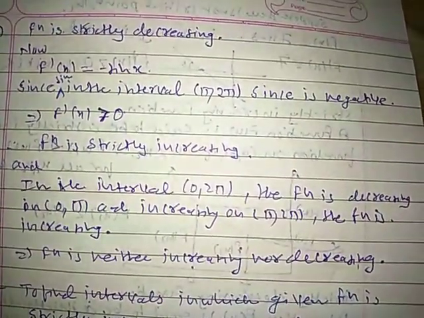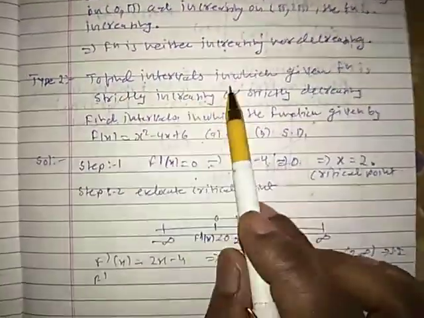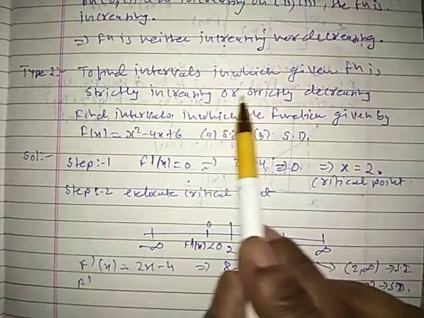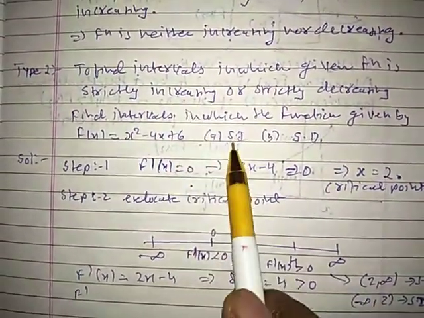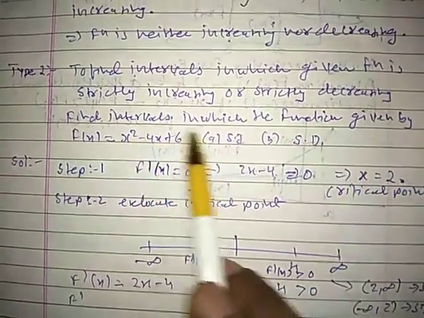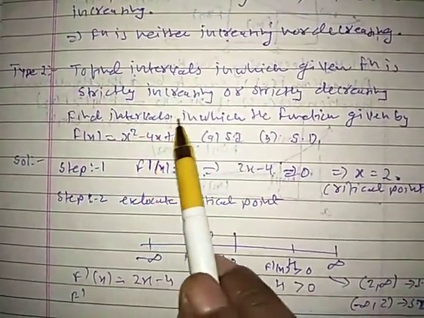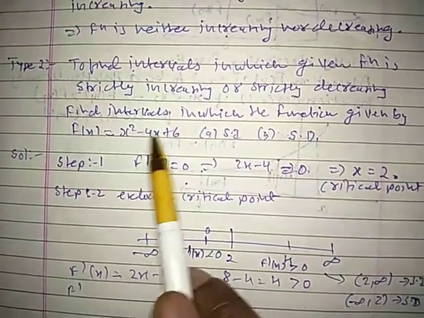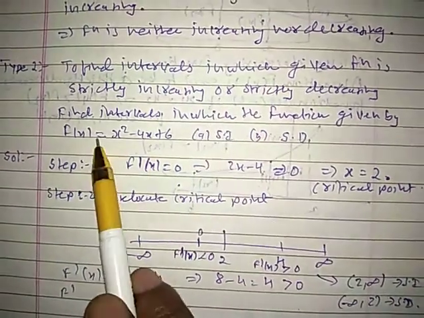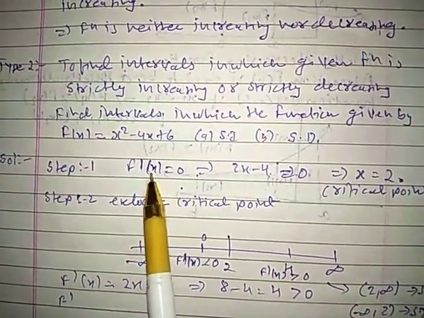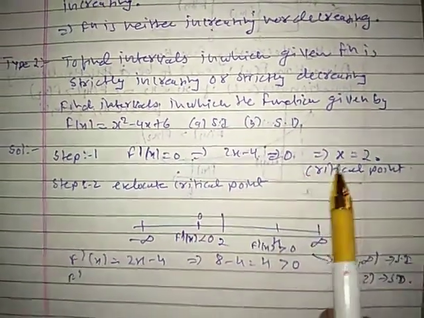Okay, now let's move on to the second type of question: to find the intervals in which the given function is strictly increasing and strictly decreasing. Strictly increasing means SI and strictly decreasing means SD. Find the interval in which the given function is so. These are the second type of example. So you find f dash of x. First step, set f dash of x equal to 0.